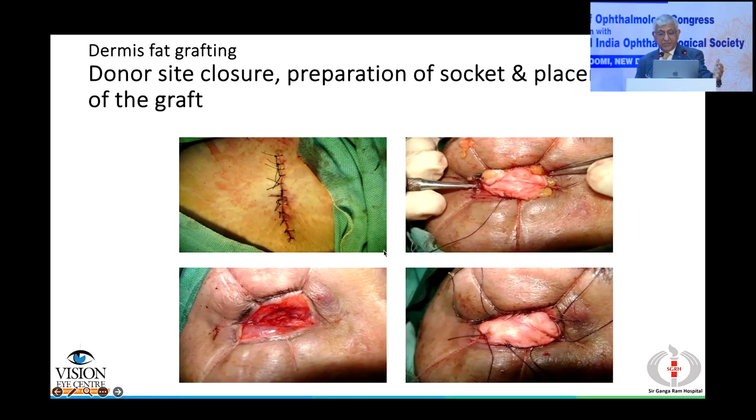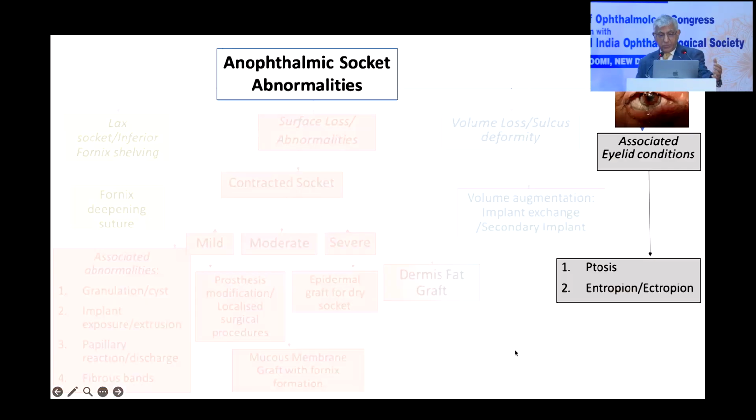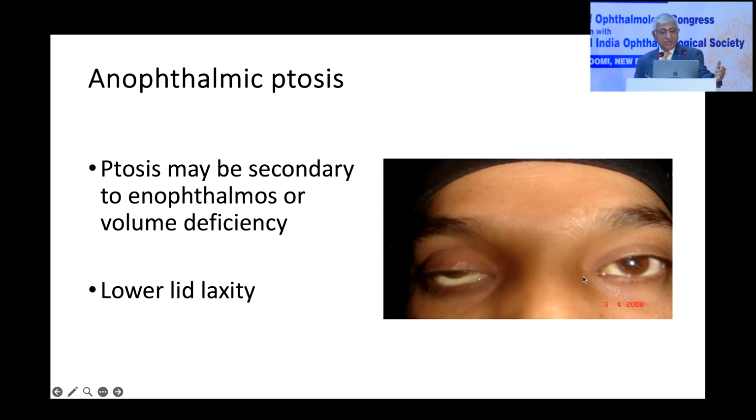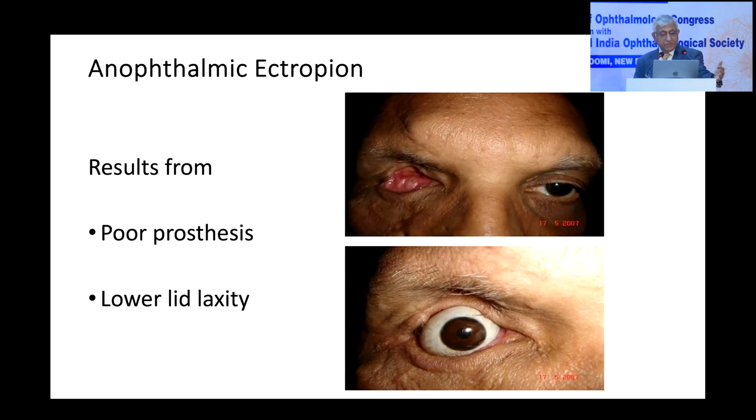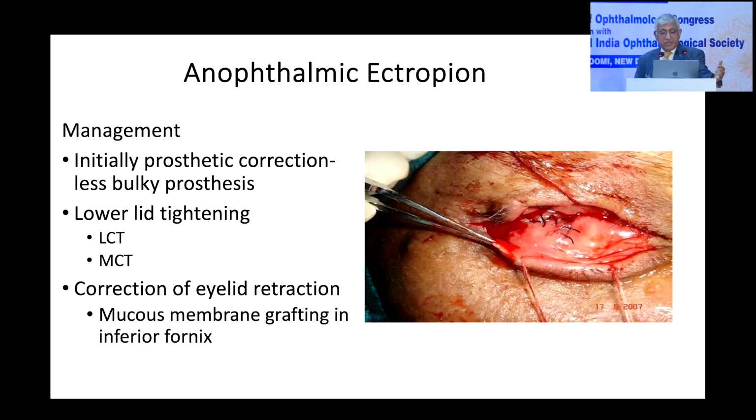You need to make sure that you take just the right volume of fat, and you use a good closure of this side and do a good closure here, and you can get very good results. It can be a good option in children, where it's supposed to grow as the child grows. And associated eyelid conditions like ptosis, entropion and ectropion also need to be taken care of. So you assess them like any other ptosis, but very often you may need a levator tightening or even suspension. And ectropions we've already spoken about.